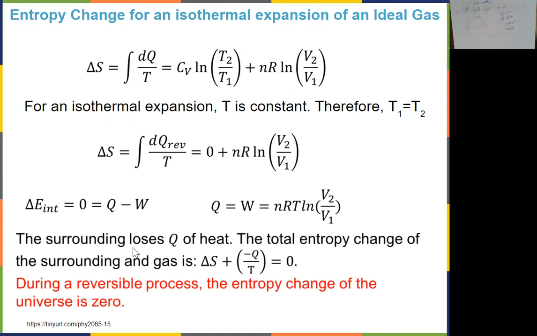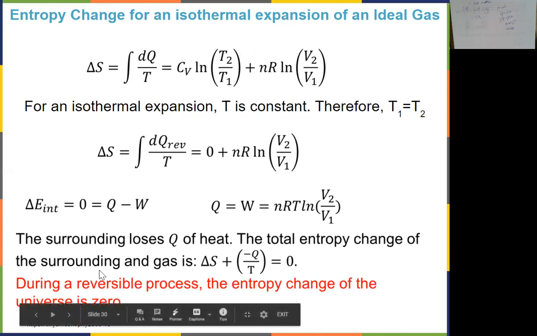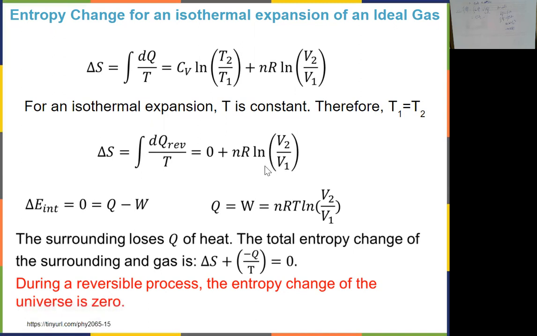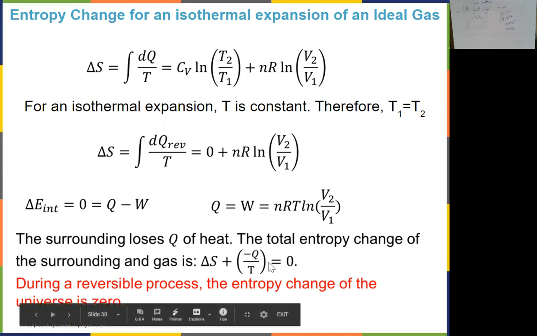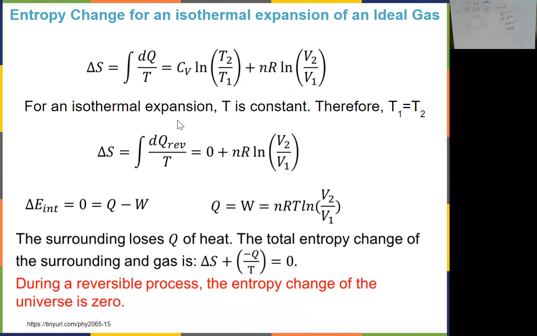In that case, the surrounding loses heat Q. So the total entropy change for the surrounding and the gas, this is the gas, this is the surrounding, will add up to 0, because the surrounding contributes minus Q divided by T, which is the same as the gas's positive term. Positive plus negative equals 0. So for the reversible isothermal expansion, you have entropy change equal to 0.